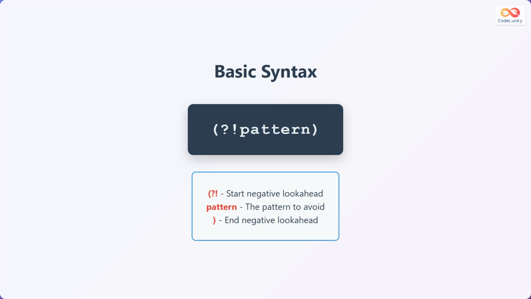The basic syntax for a negative lookahead is (?!pattern). The (?! indicates the start of the negative lookahead. The pattern represents the sequence of characters you want to avoid matching immediately after the main pattern. The closing parenthesis signifies the end of the negative lookahead.